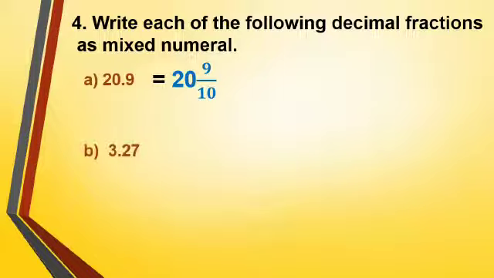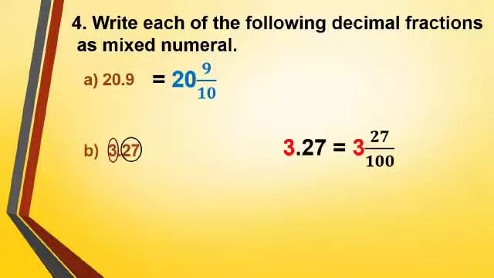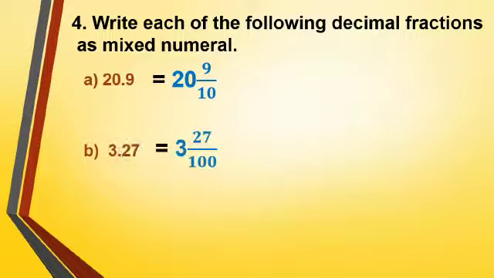In B part, mixed decimal 3.27 is given, where 3 is the whole part and 0.27 is the decimal part. Consider the decimal part, that is 0.27 first. There are two digits towards the right of the decimal. So 0.27 is equal to 27 by 100. Taking the whole part 3, 3.27 is equal to 3 and 27 by 100. So the mixed numeral for 3.27 is equal to 3 whole 27 by 100.